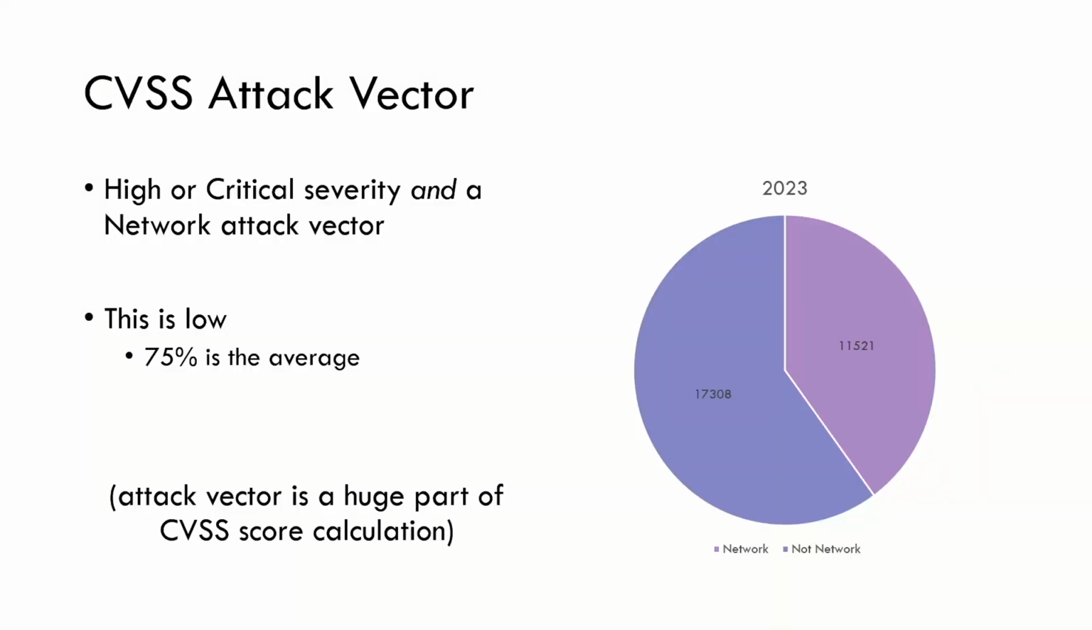I'm not really sure what happened last year, because if you look at the average over the past 5, you hit 75% of vulnerabilities that have a high or critical severity are exploitable, at least in theory, over the network. If you look at the little algebra that you have to do to get the base score from your CVSS components, it makes a lot of sense. The network vector is a huge part of this calculation, and for good reason.